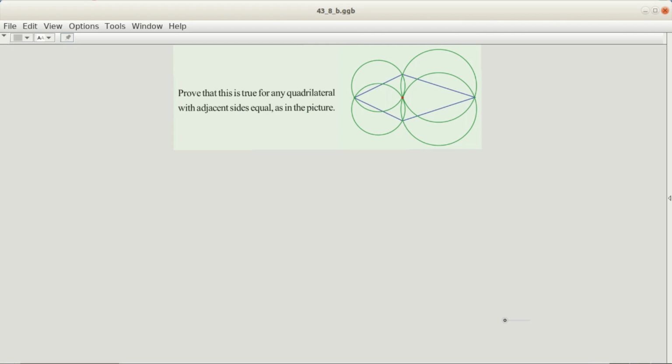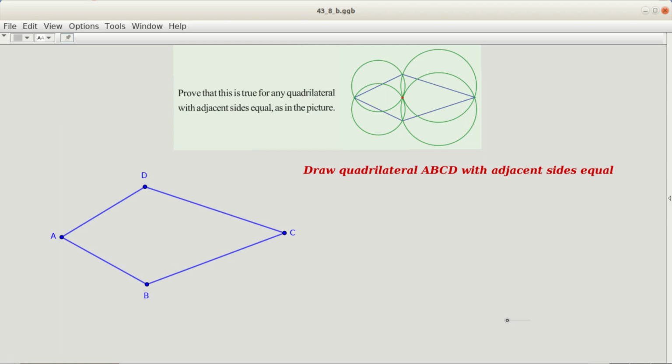Prove that this is true for any quadrilateral with adjacent sides equal as in the picture. Consider a quadrilateral with adjacent sides equal. ABCD is such a quadrilateral. Here the adjacent sides AB and AD are equal, and also the other adjacent sides BC and CD, they are also equal. BC is equal to CD.